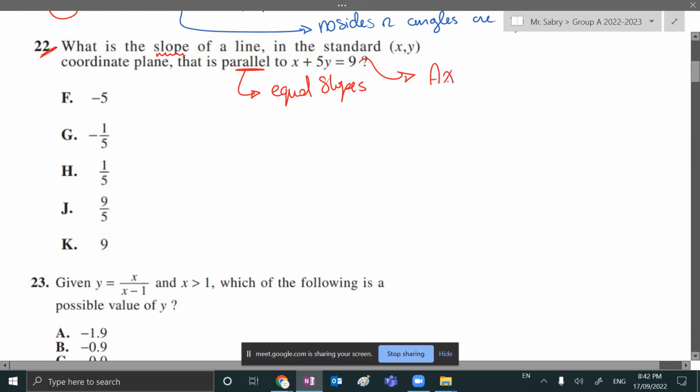This is written in the form of ax plus by equals c. يبقى السلوب negative a over b. يعني السلوب هنا negative 1 over 5. This is my slope. And that's it. This is an extremely easy question. Any questions here?